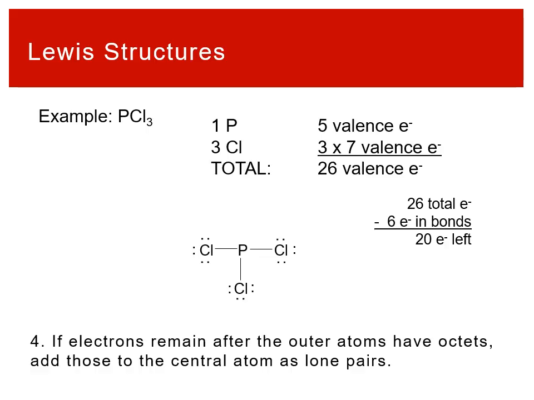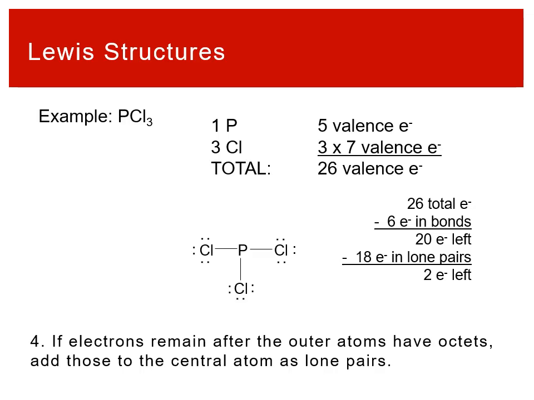Now, if electrons remain after the outer atoms have octets, add those to the central atom as lone pairs. Well, I've got to see how much I have left. If I count the dots in those outer atoms' lone pairs, that's going to give me 18. That comes from the fact that I added 6 to each outer atom, and there were 3 of them, so 18 total electrons in those outer atom lone pairs. If I do 20 minus 18, there are 2 electrons left.